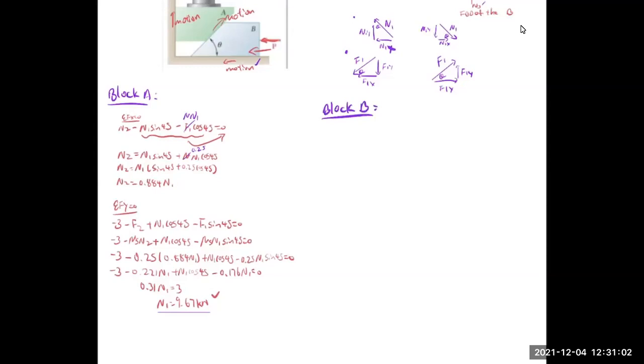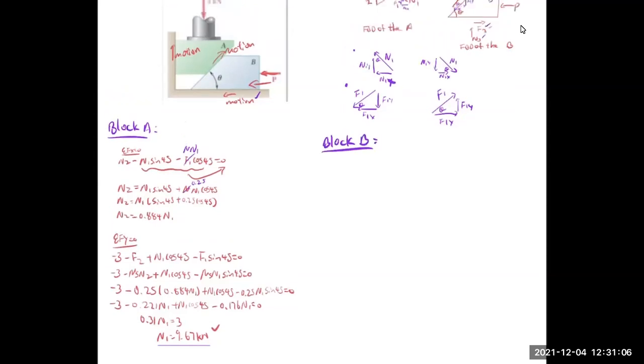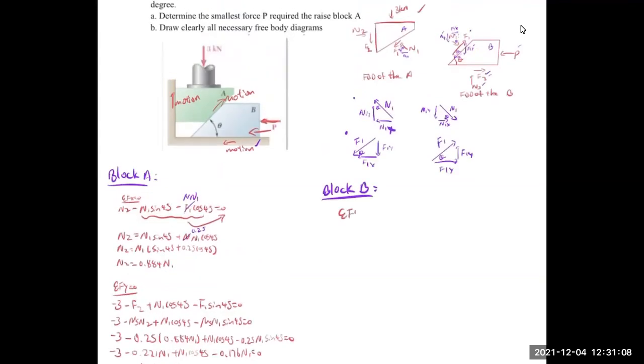Same thing. So you just do summation of forces in the y direction and summation of forces in the x direction. So summation of forces in the y direction. In the y direction, I have, excuse me, N3 going upward. I have this F1y going upward. I have this N1y going downward. Okay, let's write that. So N3 going upward, F1y, which would be sine 45 going upward as well.